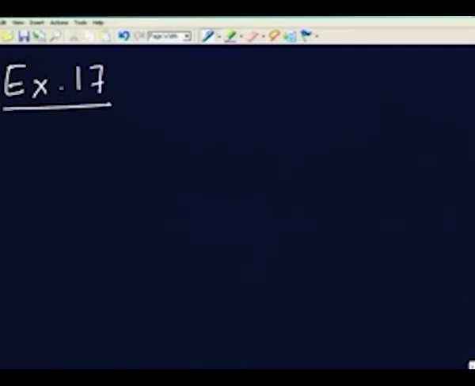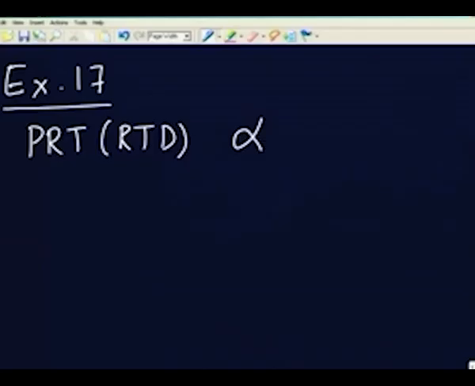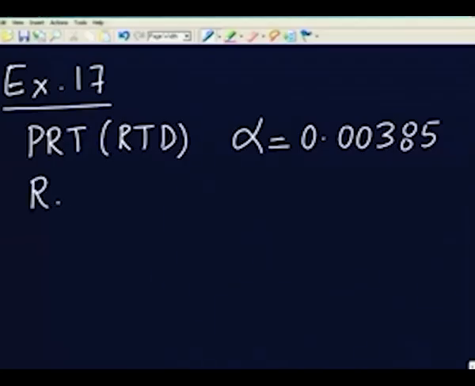Example 17 considers an RTD, a PRT, and we know that RTD is simply a resistance temperature detector, and PRT is a particular one, a platinum resistance thermometer. It has an alpha value of 0.00385, which is already familiar to us, and it has a resistance at 0 degree centigrade equal to 100 ohms.